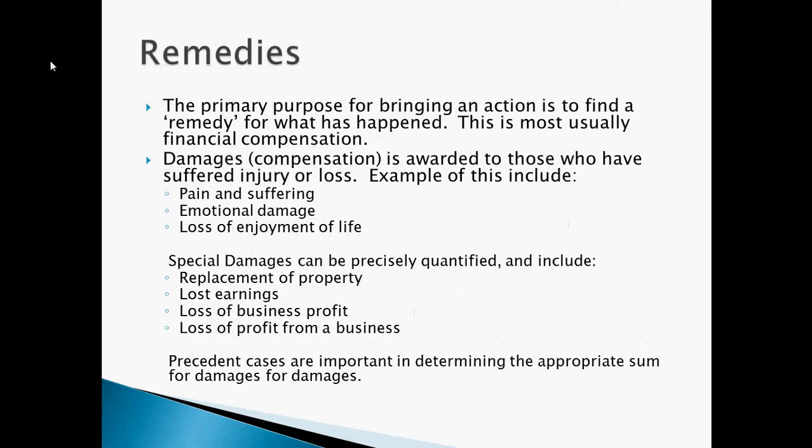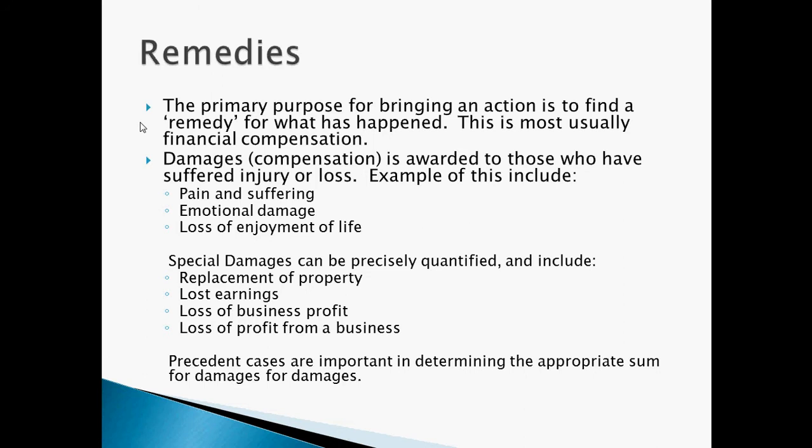Now we're back at the issue of negligence, and we're thinking about what the remedies are. The primary purpose of bringing an action, in the case of negligence, is almost always going to be financial compensation. And we break this down into 2 different areas. The first area is the damages around injury and loss. There are 3 areas of that. They include pain and suffering, emotional damage, and loss of enjoyment of life.